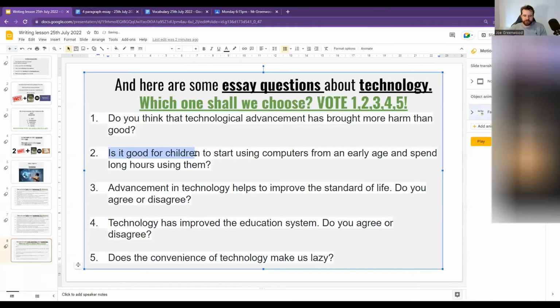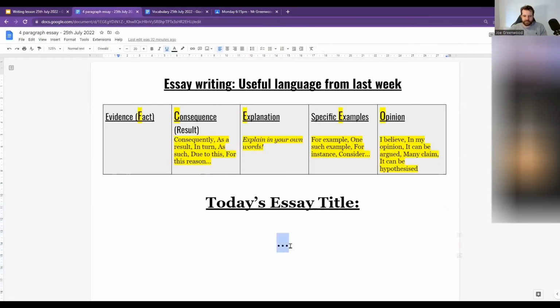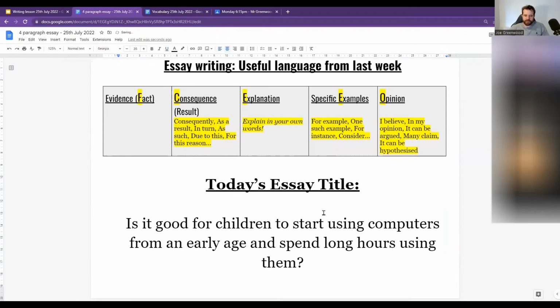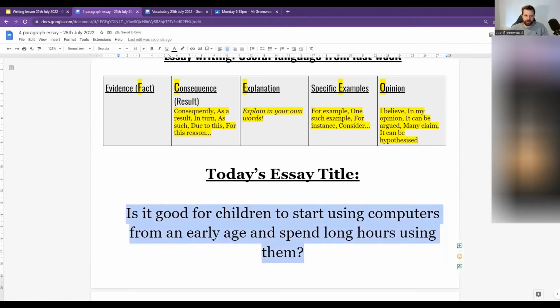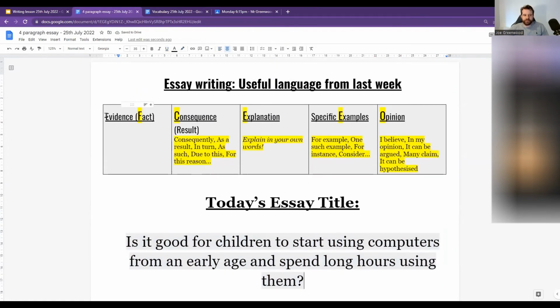So is it good for children to start using computers from an early age and spend long hours using them? Right. Now, it's bad for your eyes, though. So now we'll go to today's essay title. Look, is it good for children to start using computers from an early age and spend long hours using them? And we're going to be using the same thing, FCEEO, to make our body paragraph. So we're going to need 2 facts.